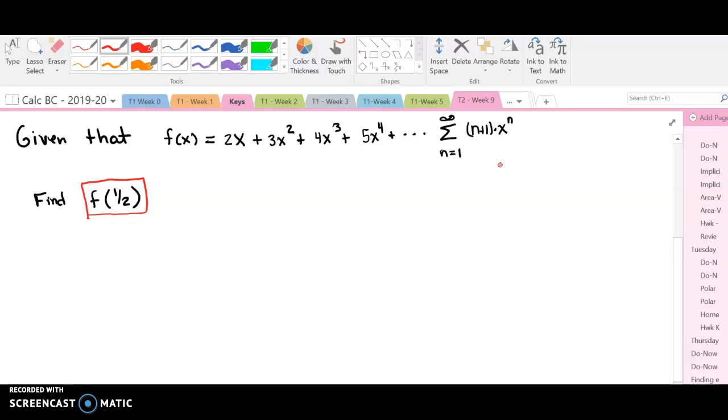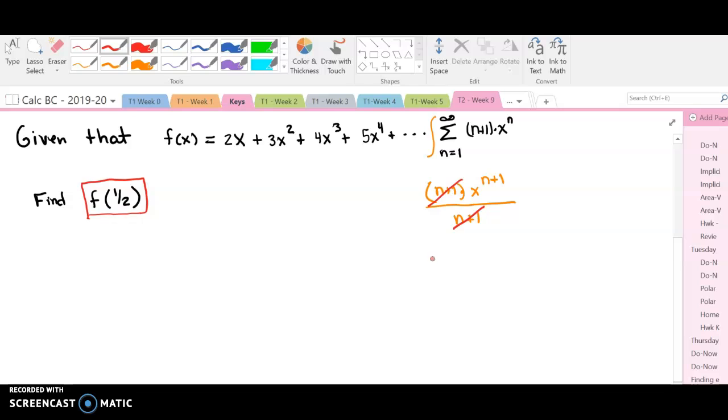So if I try to take the derivative of this, I would have n times n plus 1 times x to the n minus 1. Well, this isn't anything I know, so that doesn't help me. So now I'm going to think about integrating this series. If I were to integrate this series, then I would get n plus 1 times x to the n plus 1 all over n plus 1.